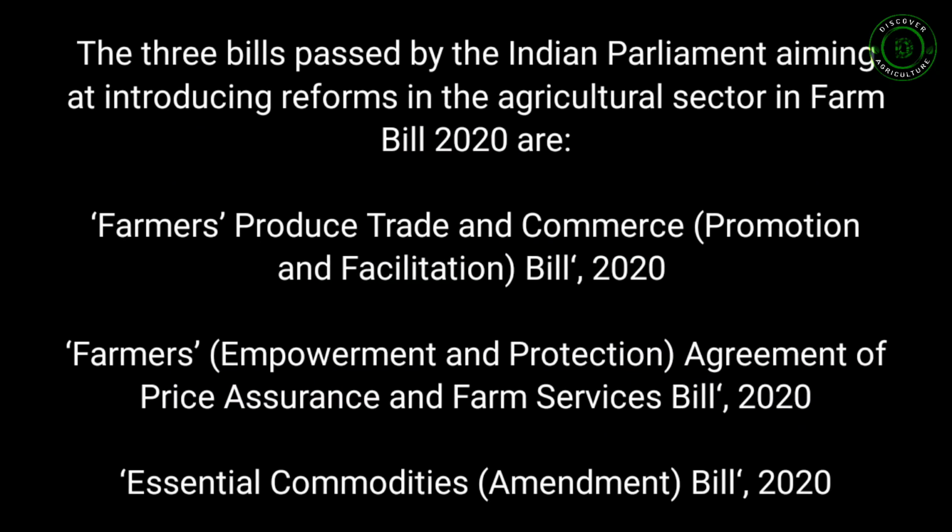The three bills passed by the Indian Parliament aiming at introducing reforms in the agricultural sector in Farm Bill 2020 are: Farmers' Produce Trade and Commerce Promotion and Facilitation Bill, 2020. Farmers Empowerment and Protection Agreement of Price Assurance and Farm Services Bill, 2020. Essential Commodities Amendment Bill, 2020.